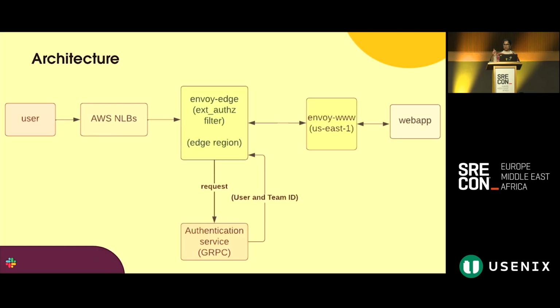The web app there is our application monolith. I'm going to be using this term quite a lot for the next 10 minutes? I don't know. We'll see. And Envoy www are basically a bunch of Envoy or load balancers in front of the web app in the same region because we have only one web app.